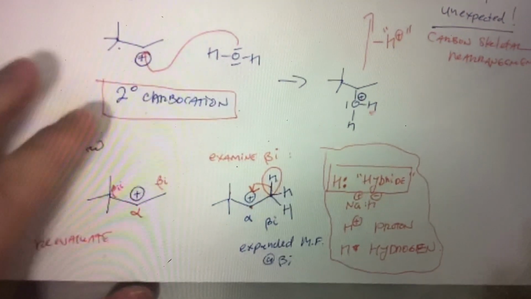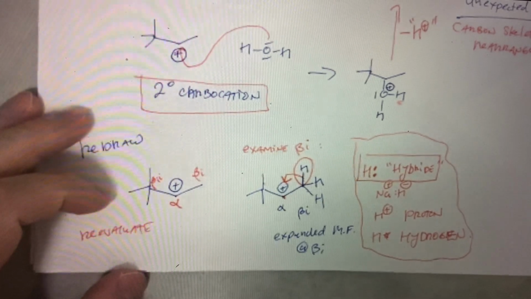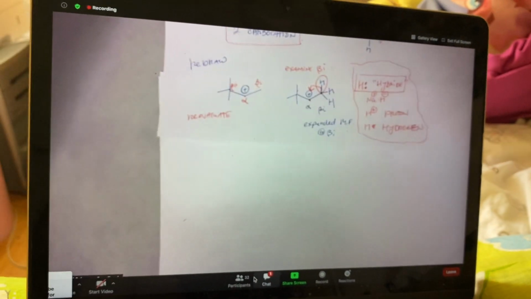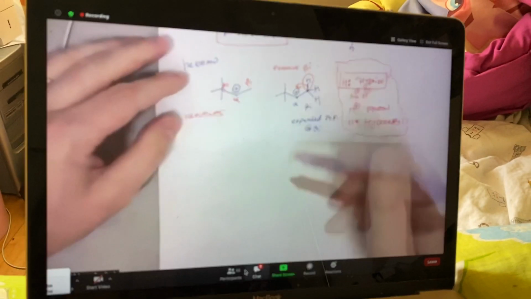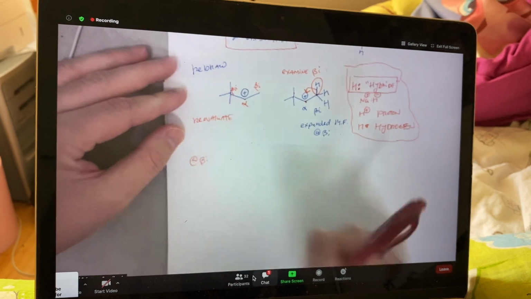But how do I want to draw this in our notes? How about we redraw this? I'm just going to get a fresh piece of paper and redraw this. Maybe you don't want to, but I'm going to do it. If you have room in your notes, you can just draw directly on this. But we're examining at the beta 1 position.